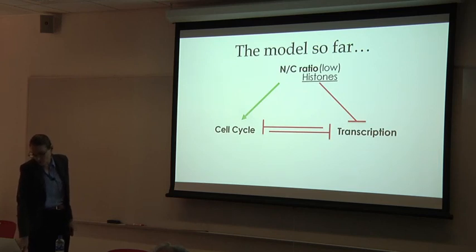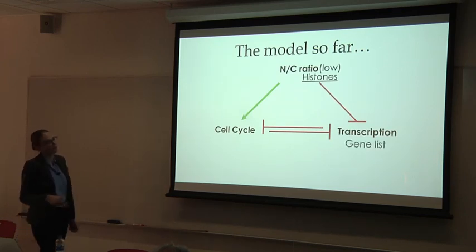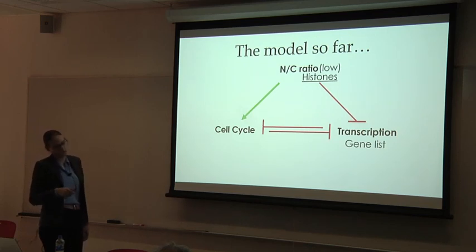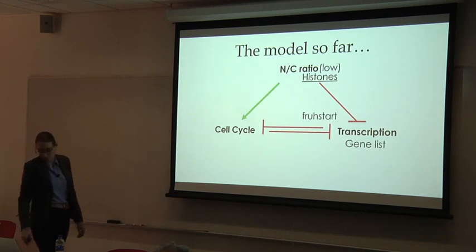So I'm going to add a gene list. Now we have a list of about 1,000 genes that we think are probably directly sensitive to histone levels. And I'm going to add the cell cycle regulator Frühstart to the genes that are sensitive to the NC ratio by way of histones.